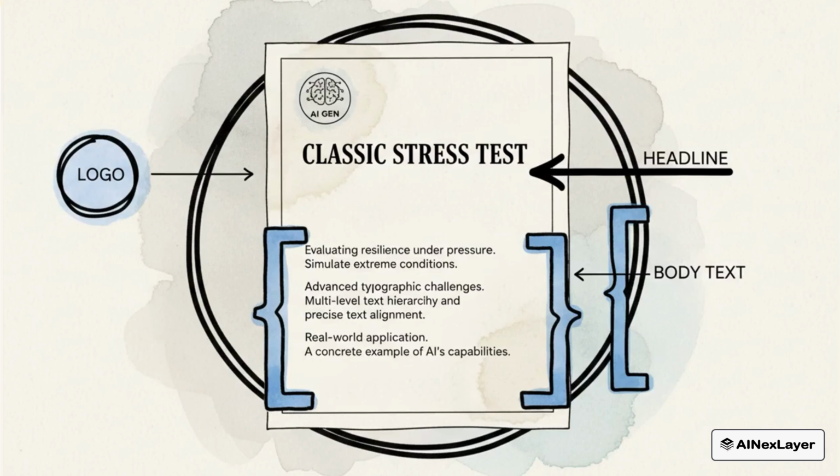This here is a classic stress test. It's a single poster that needs a logo, a main headline, and some body text, all with different fonts and very precise placement. You know, this is the kind of prompt that would make most other models just completely fall apart. But GLM Image handles it all, creating one single coherent image.